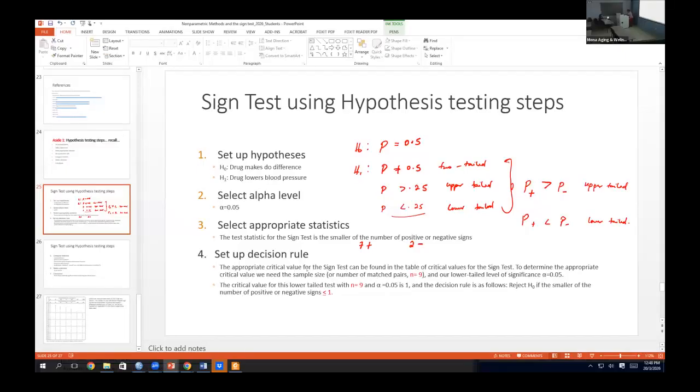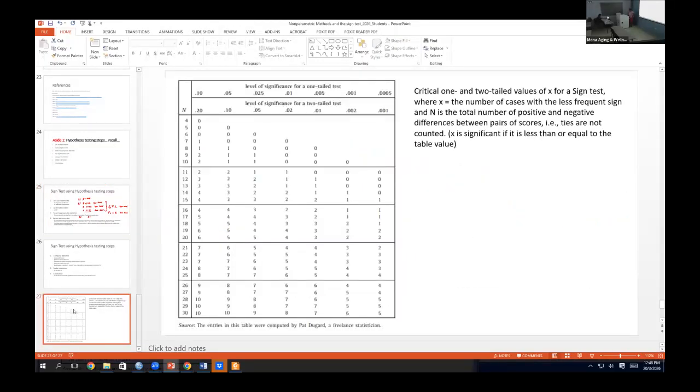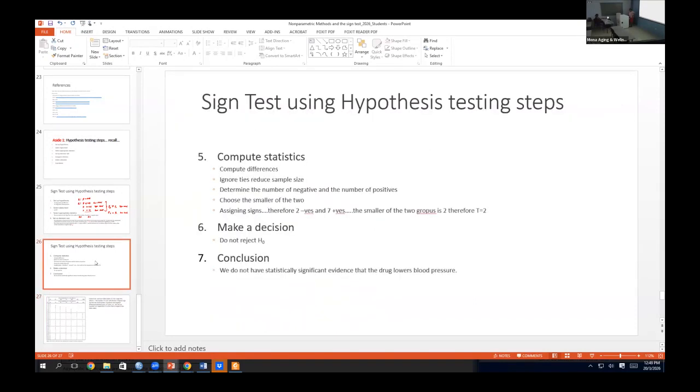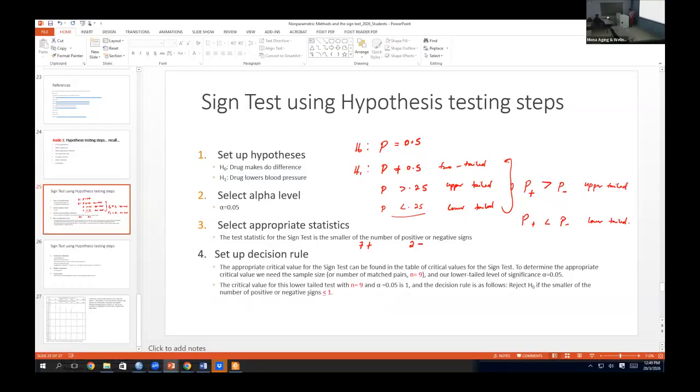The appropriate critical value for the sign test can be found in the table of critical values for the sign test. To determine it, we need the sample size, or the number of matched pairs. For us, it's 9. And our lower tail level of significance is alpha equals 0.05. So this is the table. The sample size is 9, and 1 tail level of significance for 1 tail at 0.05. So the critical value here is 1.